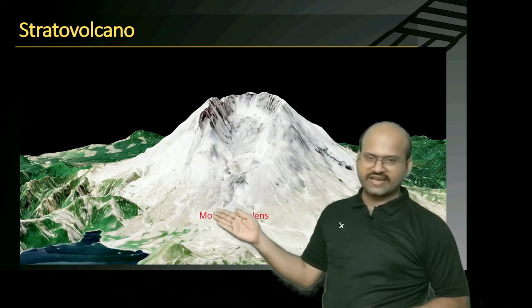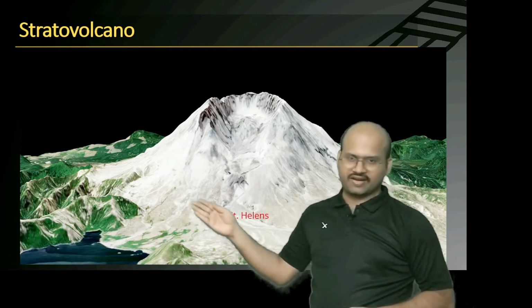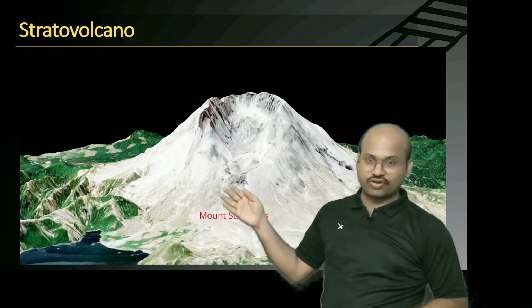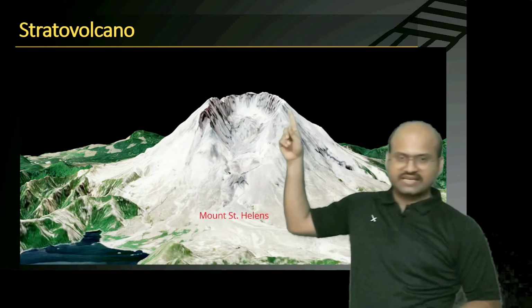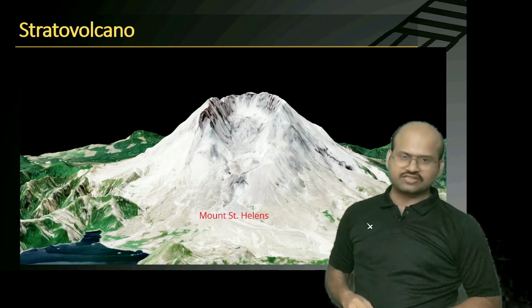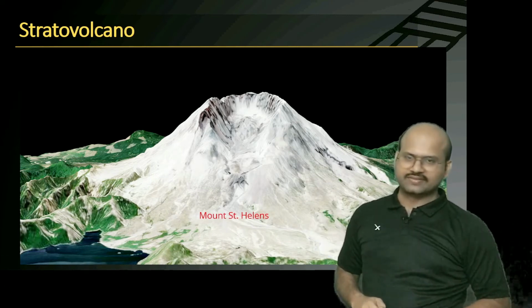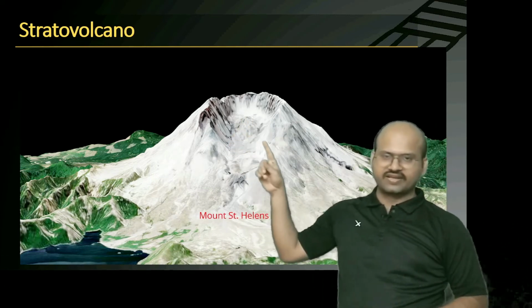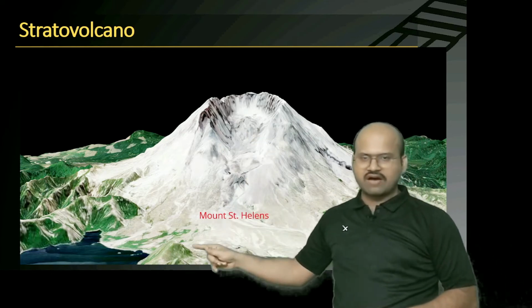This is Mount St. Helens in the East Caribbean island. This is a stratovolcano, and you can see the steep slopes on the side. This is a real topographical image of Mount St. Helens. Here we can see that there is a crater, and this is the direction in which the lava flows.